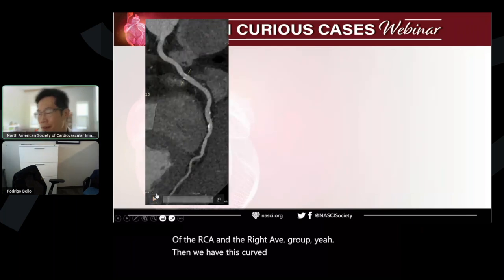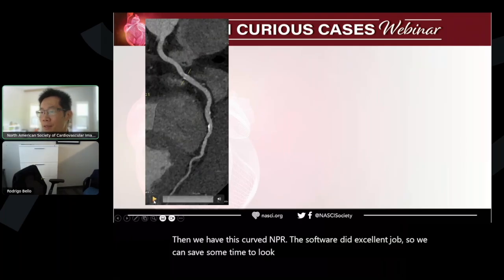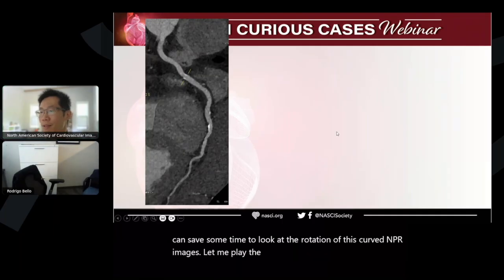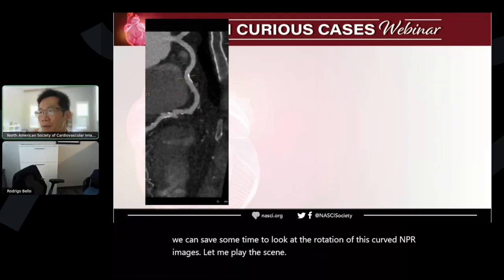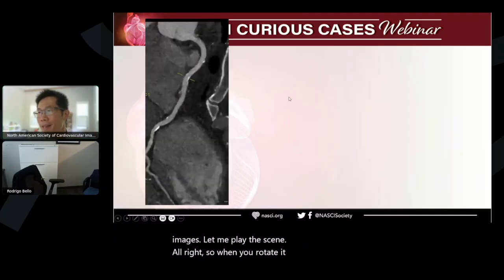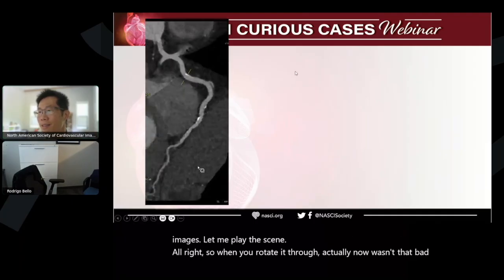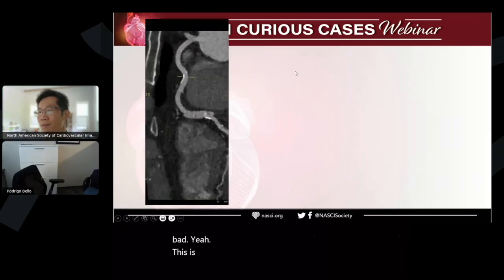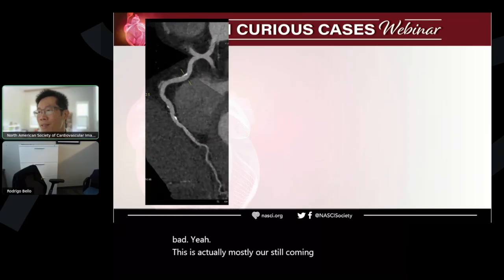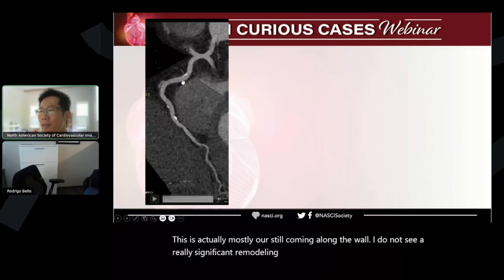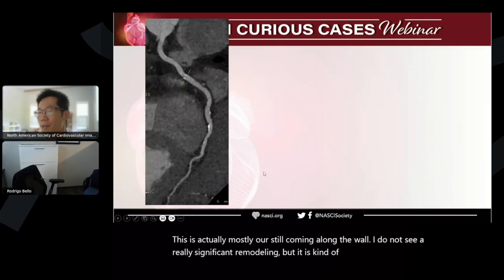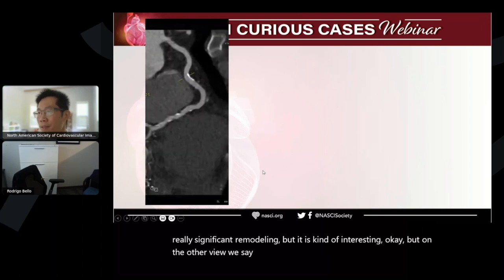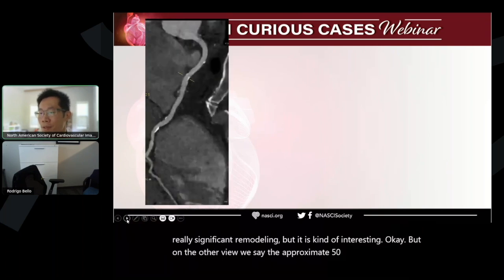The software did an excellent job, so we can save some time to look at the rotation of these curved MPR images. Let me play the scene. All right, so when you rotate it through, it actually wasn't that bad. It's actually mostly still along the wall. I do not see a really significant remodeling, but it's kind of interesting. But on the other view, we see approximately 50% luminal narrowing.